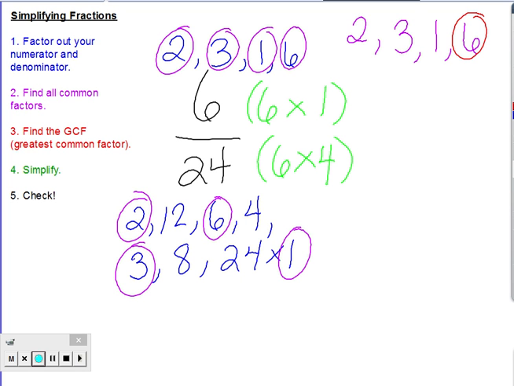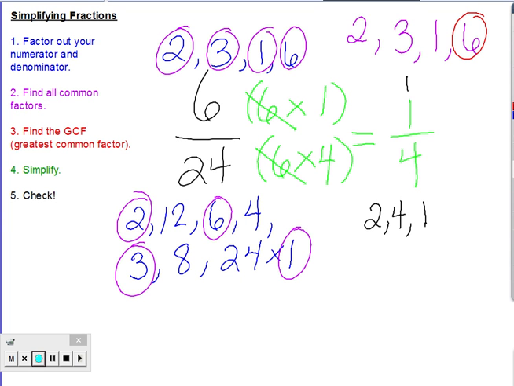Now remember, our next step in simplifying is crossing out our common factors of 6, and we are left with 1 as our numerator and 4 as our denominator. So I'm going to rewrite that fraction. Now, to check your work again, you can refactor your numerator and denominator. So 1 is the only factor of 1. And 2 times 2 equals 4, so 2 is a factor of 4. And then 4 times 1 equals 4, so 4 and 1 are factors of 4.